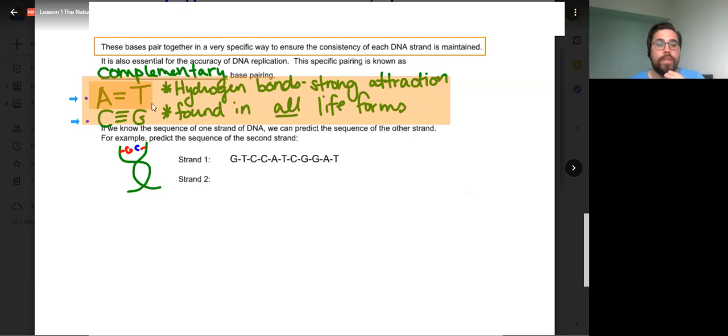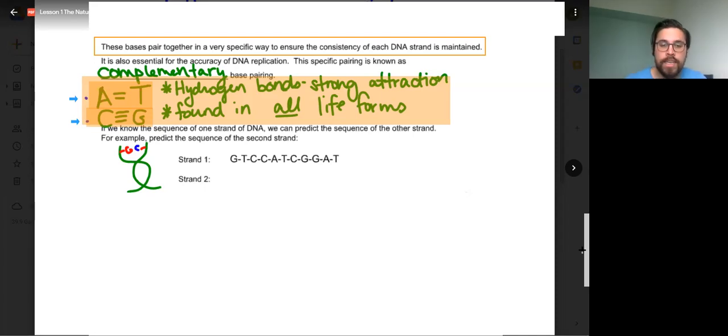Alrighty, so now that we know how DNA forms those bonds, AT, CG, let me highlight the C and G. If we know the sequence of one strand of DNA, and this is where things start to get interesting, folks, because this is how cells think, right? If we know the sequence for one strand of DNA, we are able to predict the sequence of the other strand.